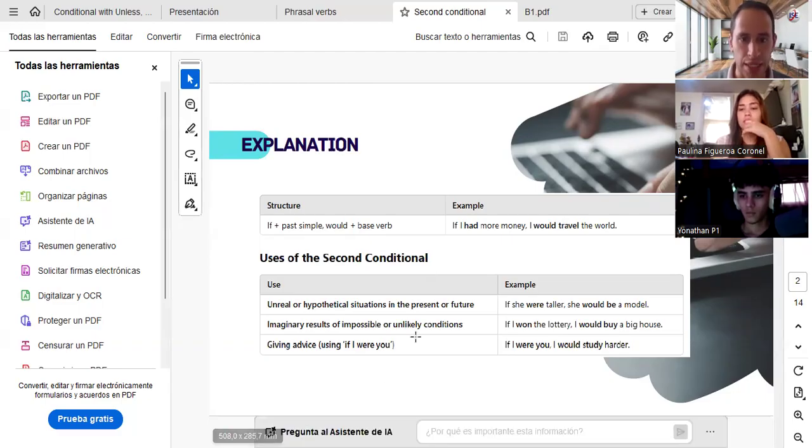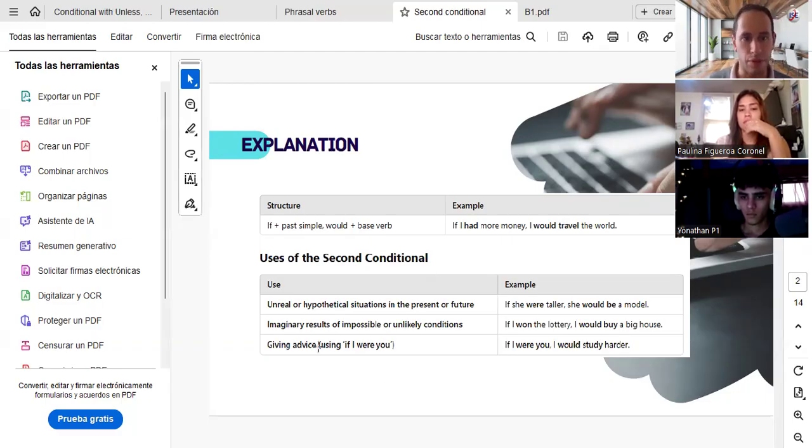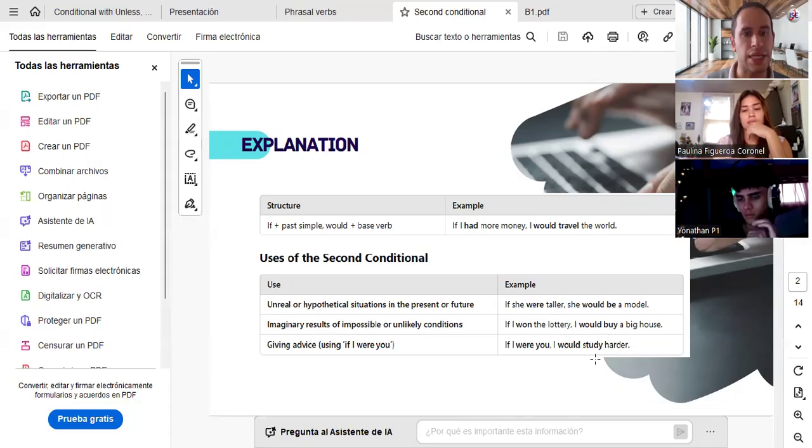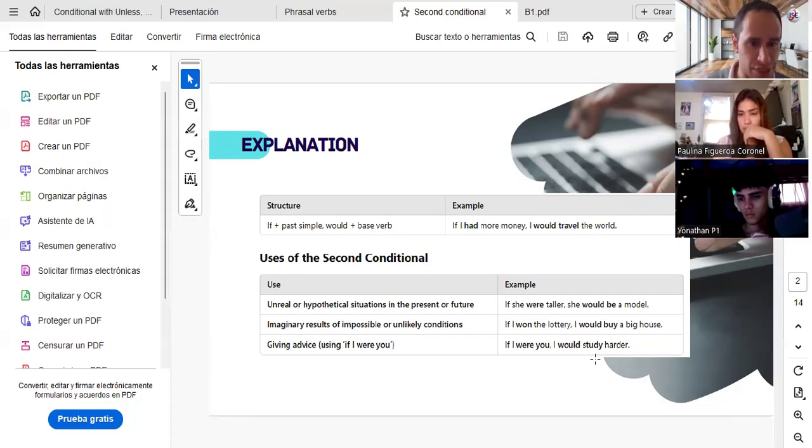Easy peasy. And the uses, because it is important that you know when to use which conditional, in which situations. A real or hypothetical situation in the present or in the future. For example, if she were a toddler, she would be a mother. Imaginary results of impossible situations. If I won the lottery, I would buy a big house. And giving advice. If I were you, si yo fuera usted, I would study harder, right? Do you have any question about this topic, guys? Jonathan, is it clear? Yeah, that's clear. Okay, thank you so much.